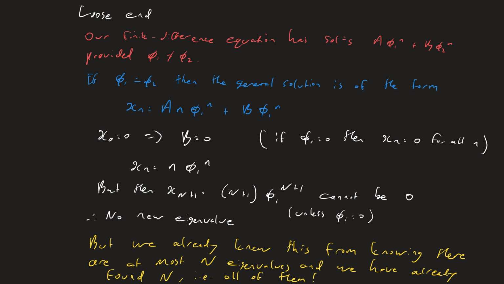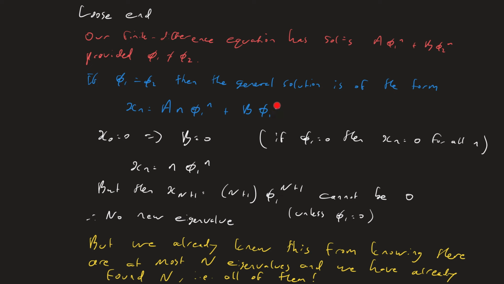There's a loose end to be tidied up, either the long way or the short way. When we wrote down our finite difference equation, we gave the general form of the solutions provided the two roots of the characteristic equation were different. If the two roots were the same, then the general solution is of this form here.